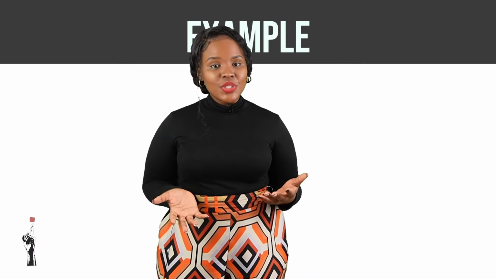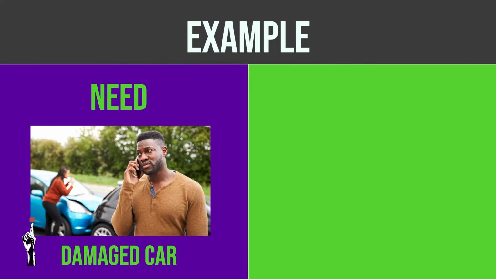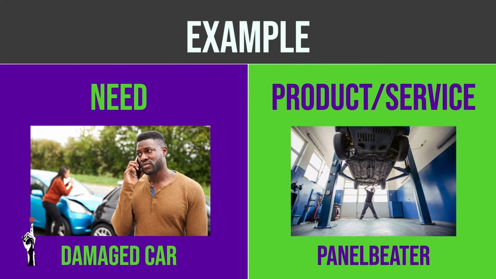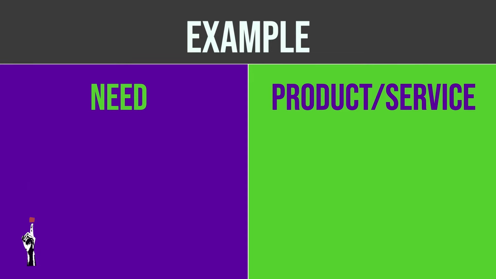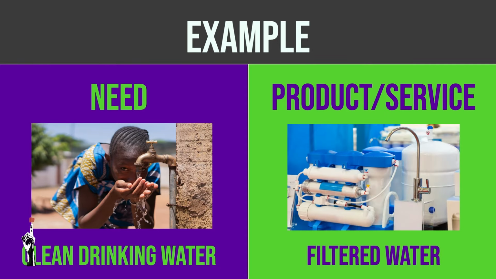Needs determine what kind of products and services are offered in communities, as well as what type of businesses are opened in our communities. For example, if there is a great need for clean drinking water, there may be businesses in the area that sell filtered water.